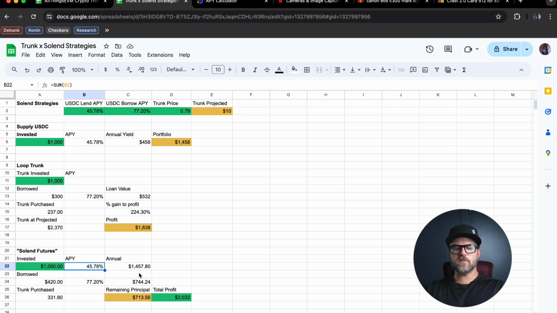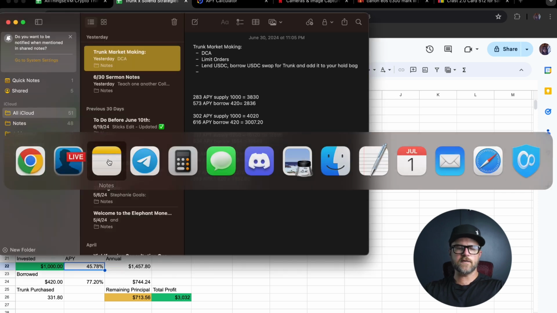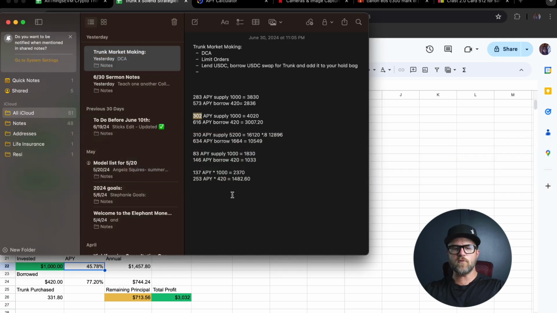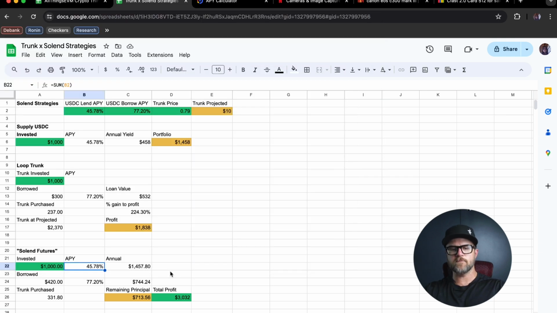I mentioned earlier that the higher the APRs, the better. So let me get into a couple APRs that we have seen in the last couple weeks here. We had a 302% APY on the supply side with a 616% borrow side APY, which sounds insane, but let me show you how these work and how they actually work in your favor. So if I put in 302 on the lend side and 616 on the borrow side, we actually make up the entirety of our principal over the full year if we were to just hold this.